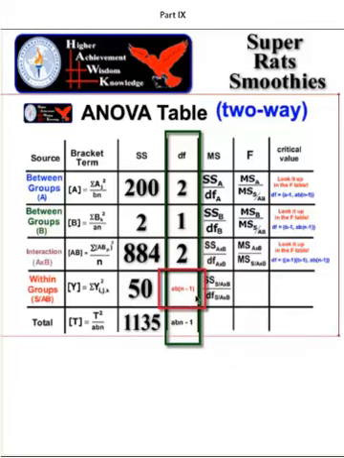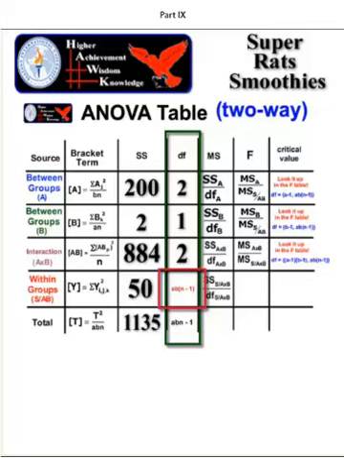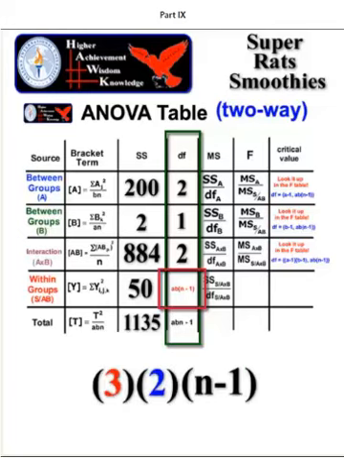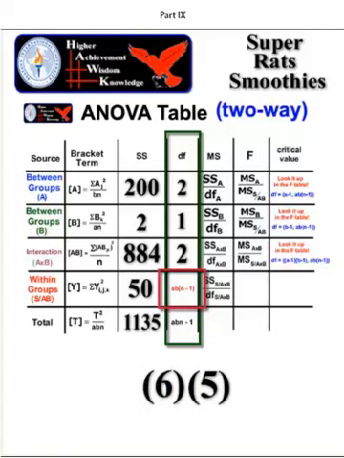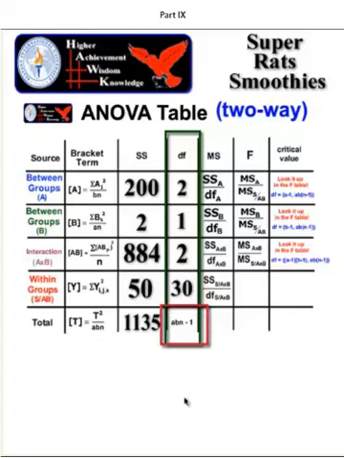Now remember, within groups treats everybody as an individual. So that means you're going to get a lot of degrees of freedom here. And there's the formula. And again, A is 3, B is 2, and N is the number of subjects in any single treatment group, and ours is 6. So we do some math, do some more math, and we get 30. Bam. And then our last one is our total degrees of freedom.